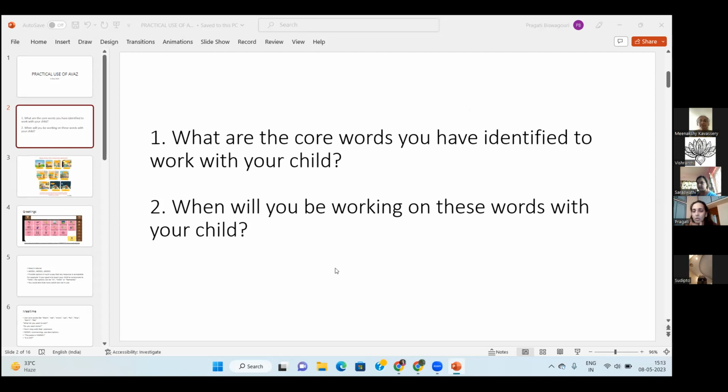When will you work with your child on these core words? Have you put in a time? Have you thought about the situations? Because that was what we did last. For those of you who missed the last session, we did have a script for the modeling. We'll share the last session's video in a while. But have you been able to identify the time when you will be working with your child on these core words? If you have not, then think of it now and put it down.